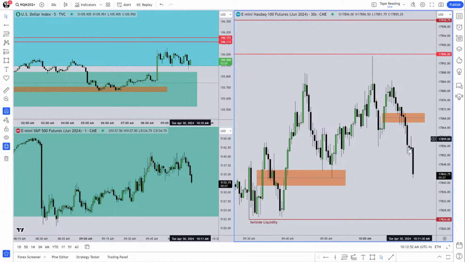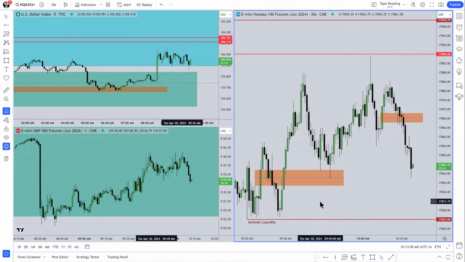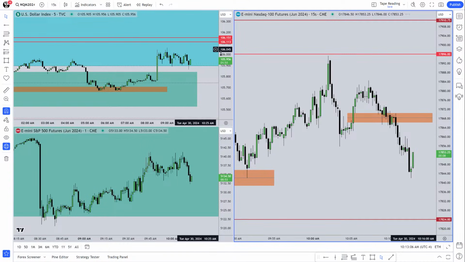Fair value gap from here, it's displacing. Your eye should be right there. We're on a 30-second chart. Let's drop down to a 15-second. Show you something.